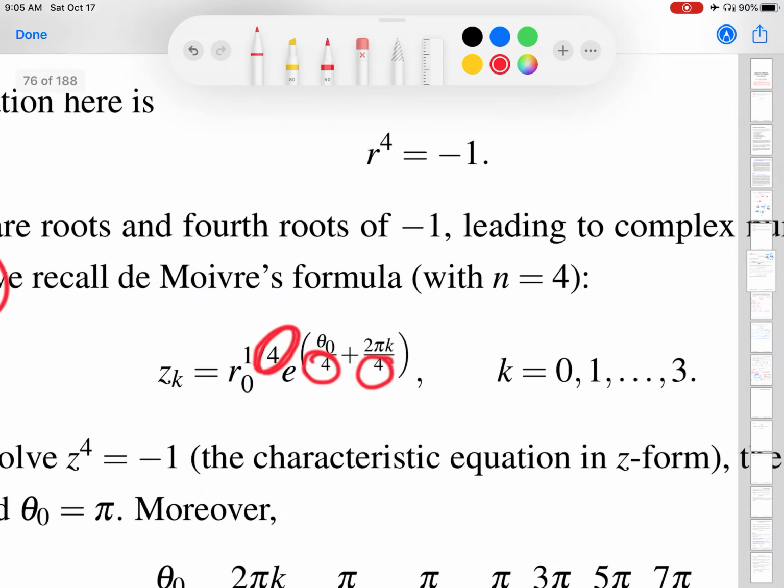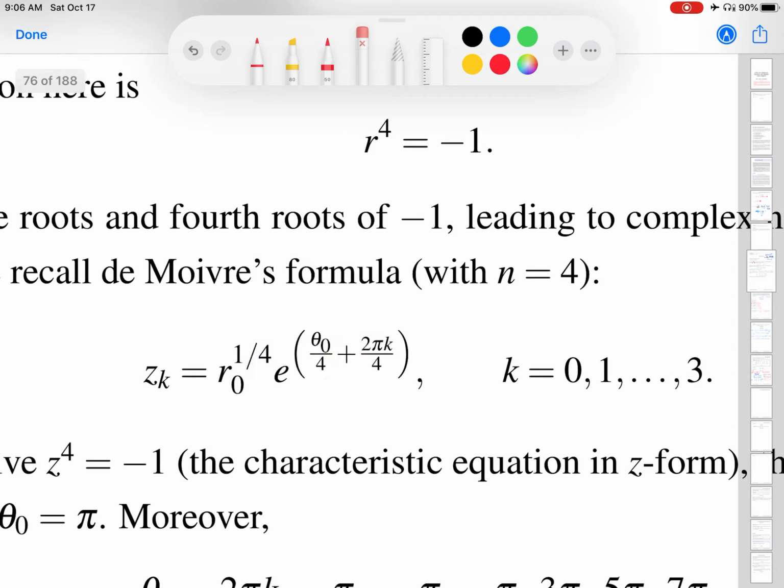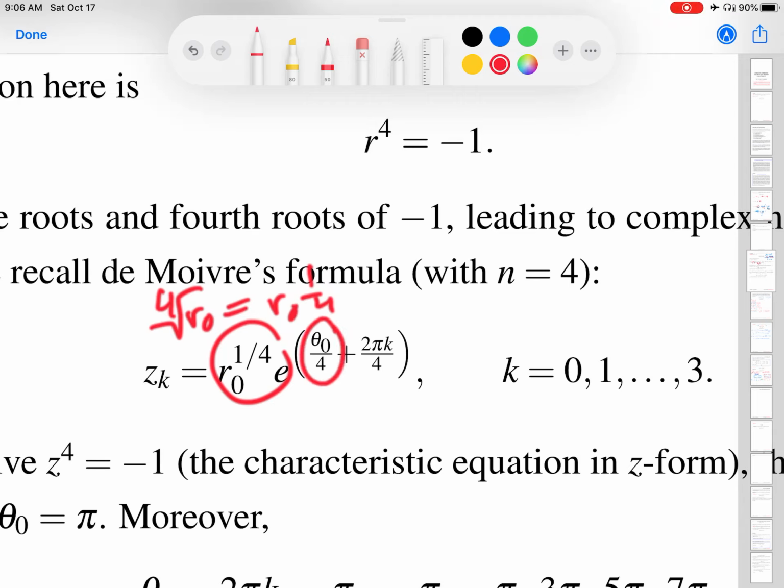I'm just going to zoom in so you can see that, right? So this part over here is the fourth root of r sub 0. That's r sub 0 to the 1/4. And this is theta sub 0 over n, where n is 4, plus 2 pi k over n, where n is 4. Okay, and this is k equals 0 to 1 to n minus 1. So if n is 4, this is 4 minus 1. That's where the 3 comes from. All right, so that explains what's already in here.